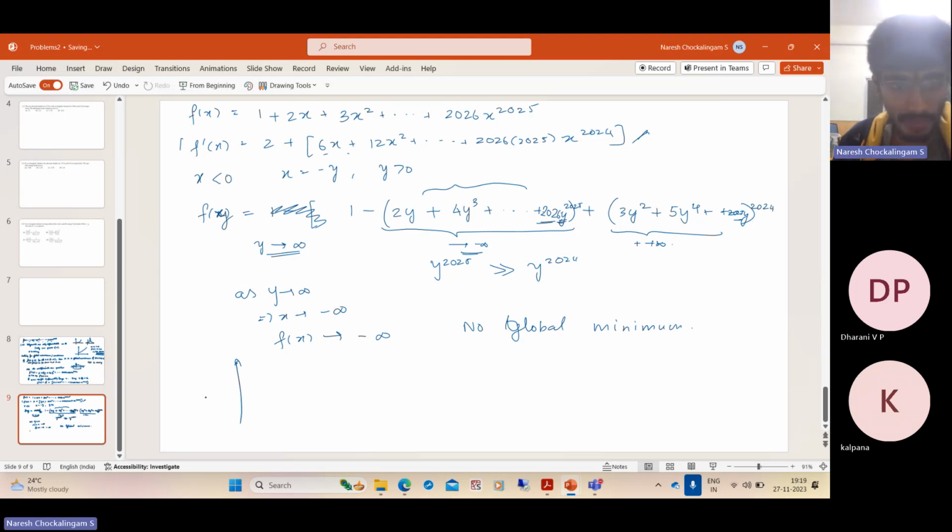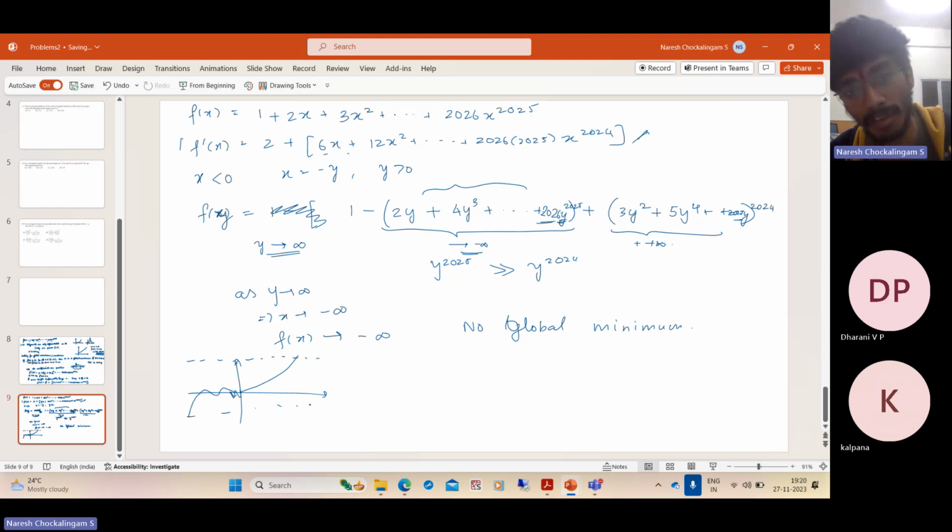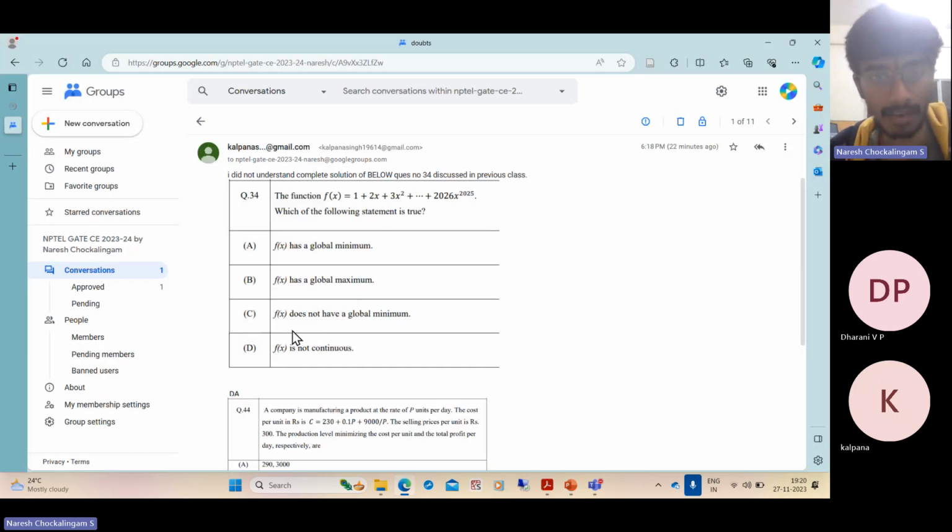So if you sketch the graph of the function, when x is less than 0 and it's very large, it approaches minus infinity. But there are certain oscillations because when x is less than 0, the sign of f dash of x is not either positive or negative, it switches. So there are some oscillations, and when x is greater than 0, it increases monotonically. So in general, there is no upper bound or lower bound. Therefore, the global maximum is infinity and the global minimum is also infinity. Therefore, a global maximum or minimum does not exist. So the correct option is option C.